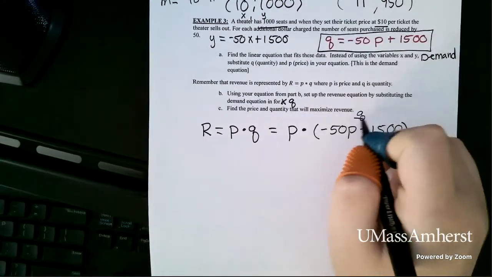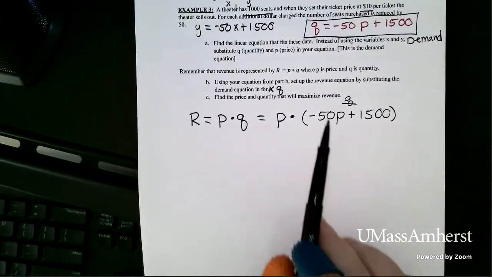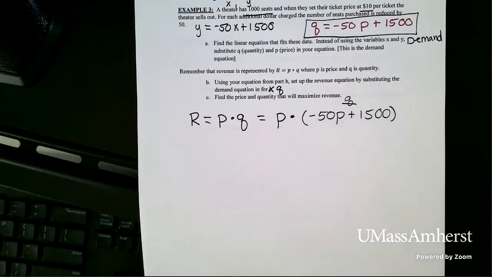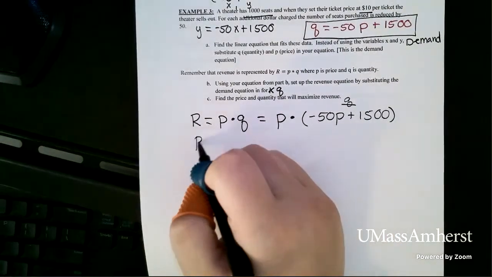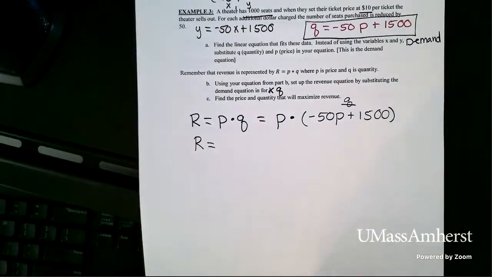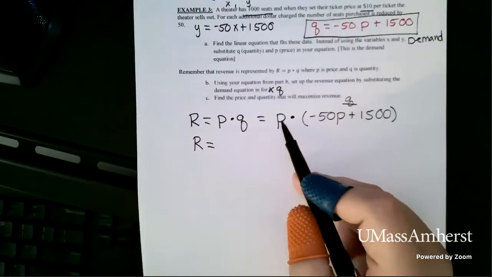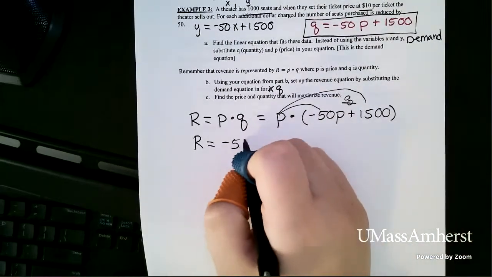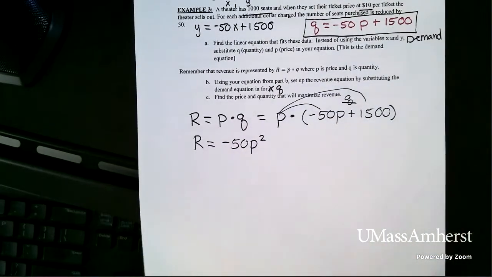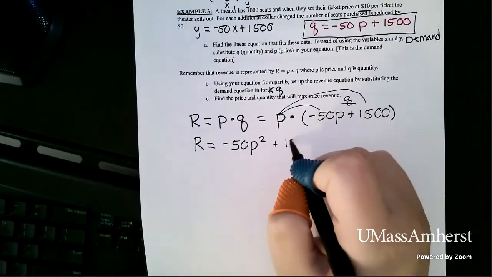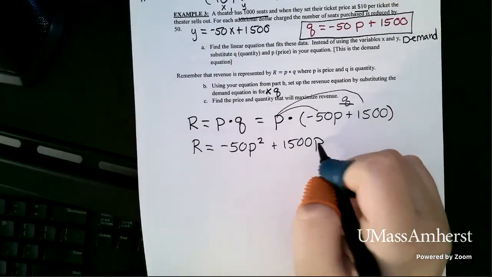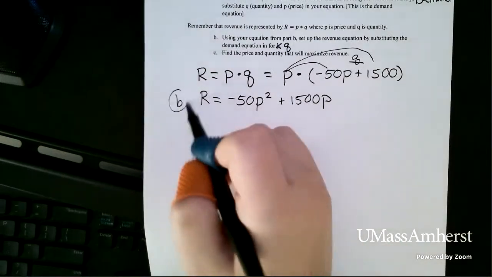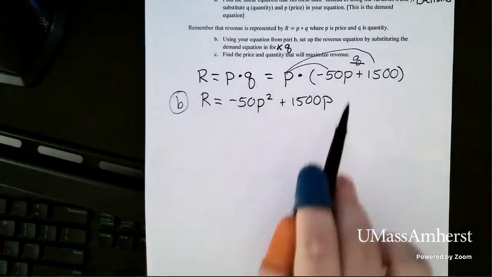That's what Q equals. The reason that we want to do this is because now we only have one variable, the variable P. And we've brought it back to single variable, which is what we do know how to work with. So I'm going to simplify this by multiplying the P through. So I have negative 50P squared plus 1,500P. So that's part B, setting up the revenue equation in terms of one variable.